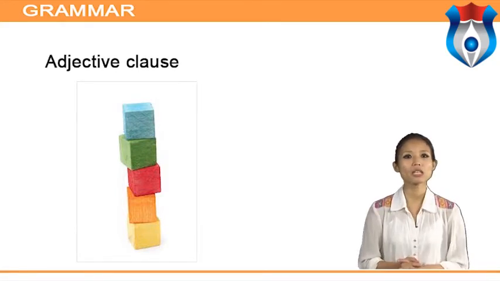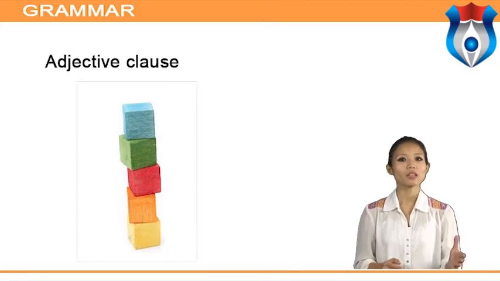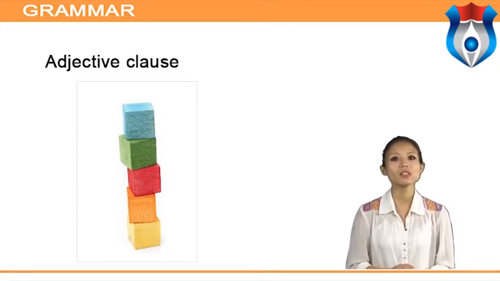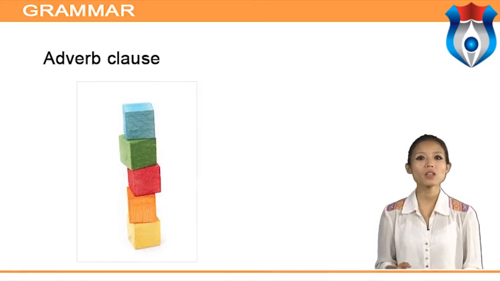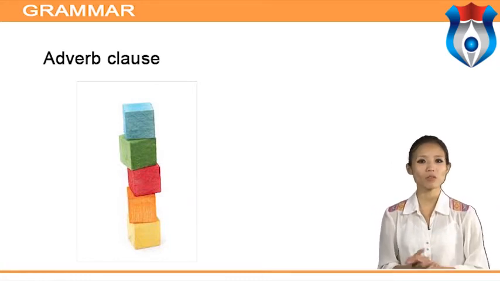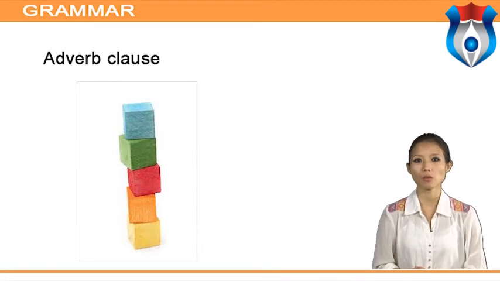Adjective clause: she keeps her ornaments in a safe. This is the safe. This is the safe where she keeps her ornaments. Adverb clause: I waited for my friend, I waited till his arrival. I waited for my friend till his arrival.